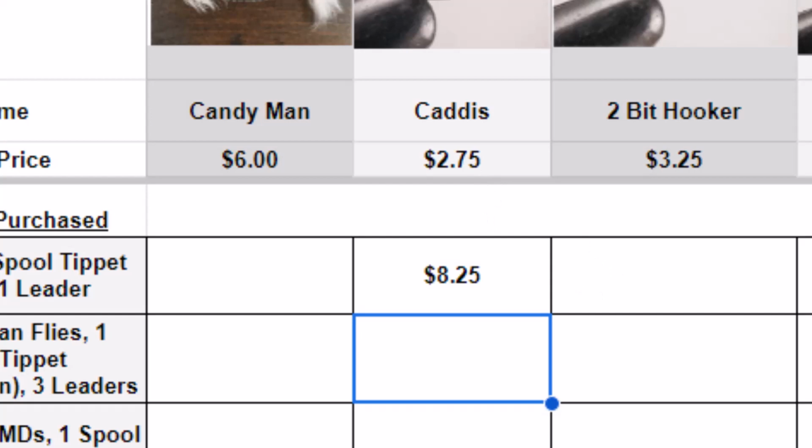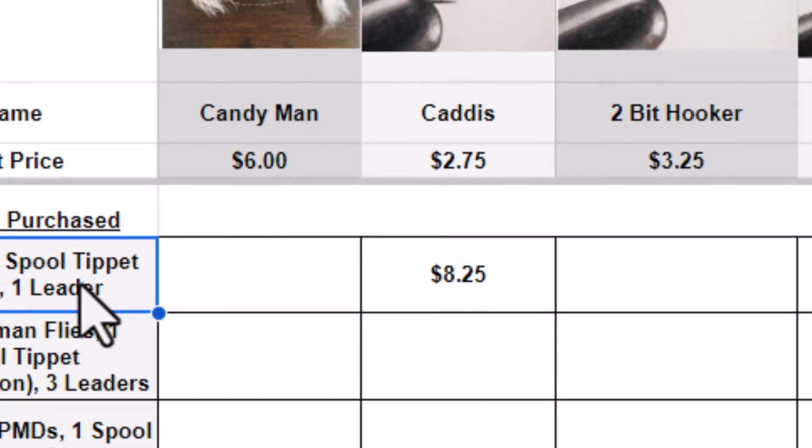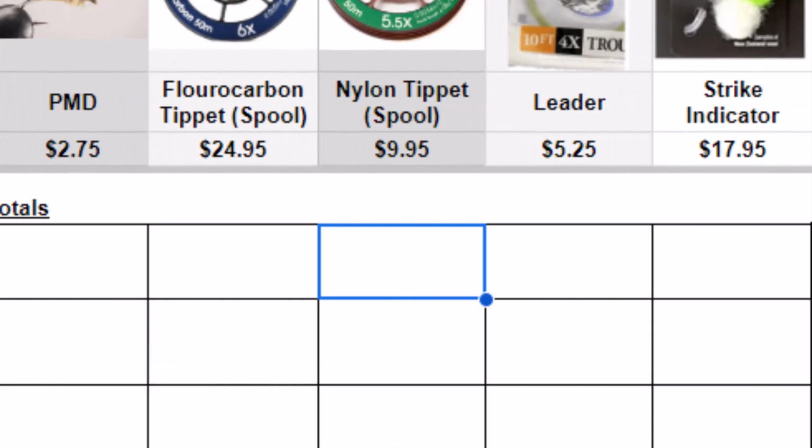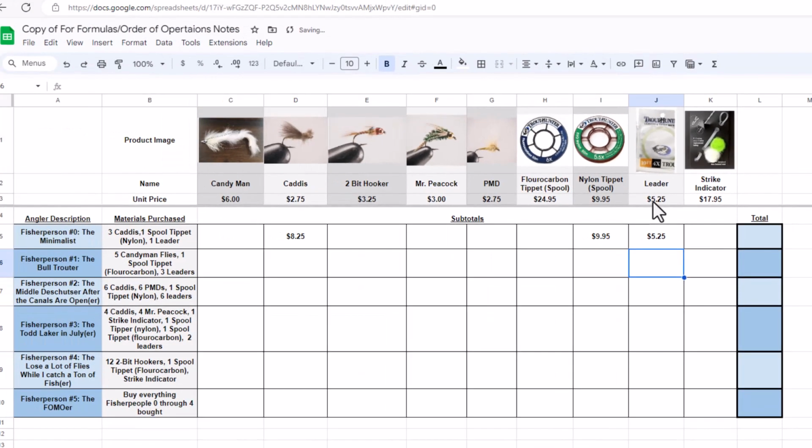You're beginning to see now why I tie them myself. So $8.25 for those 3 caddis. He's also going to buy a spool of nylon tippet. I can either type equals 1 times that, which will be $9.95, or I can just do equals that. You don't have to put the 1 times, because 1 times doesn't change it at all. And he's also going to buy a leader, so I'm just going to do the equals that. Those are all the individual subtotals of the things he's going to buy.